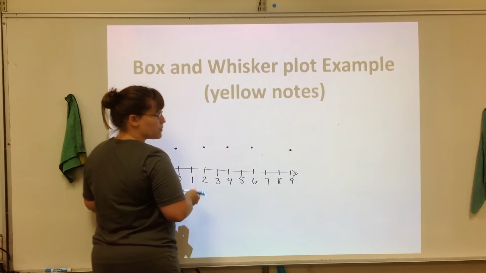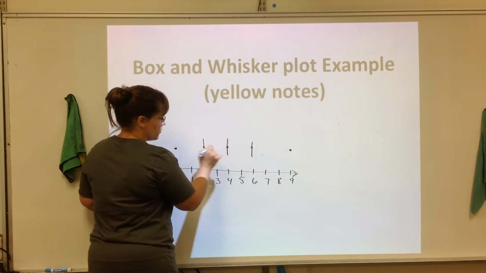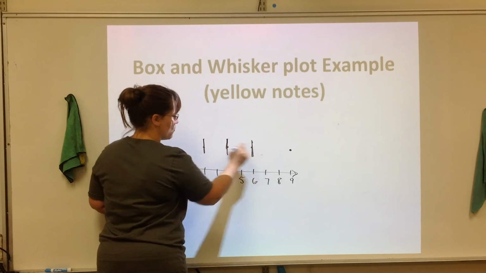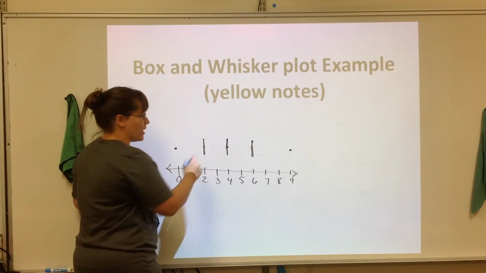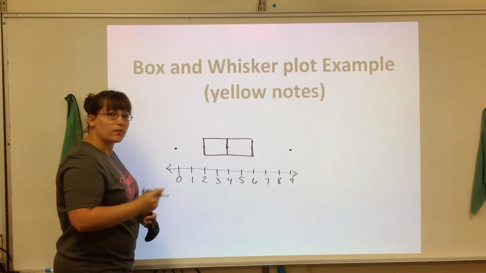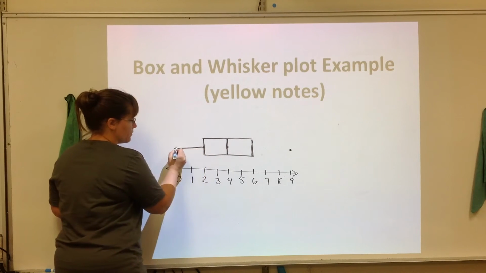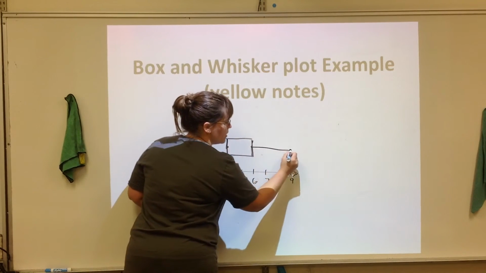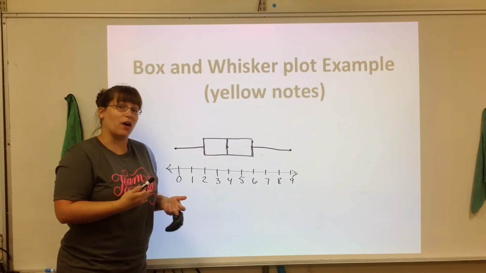In order to make the box and whisker plot, we're going to draw a vertical line through the middle 3 dots. So the median, the Q1, and the Q3 get that vertical line, and then we connect them to make our rectangle. The end 2 form our whiskers. So we go from Q1 to the minimum, that's our first whisker, and then from Q3 to the maximum, that's our second whisker. And that is how we draw a box and whisker plot.